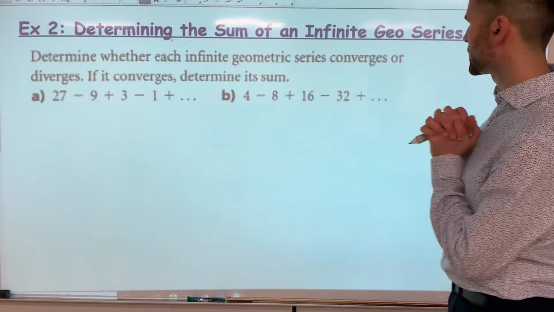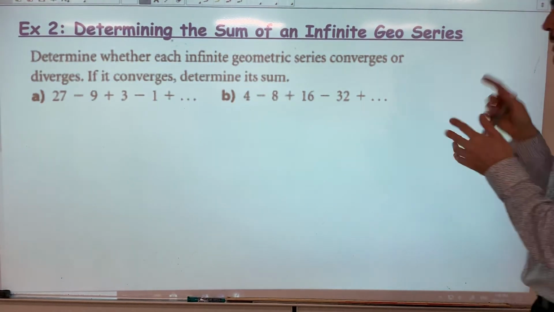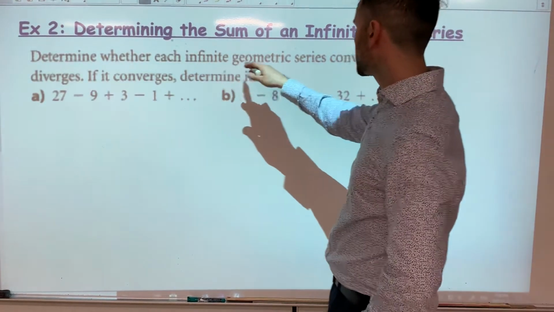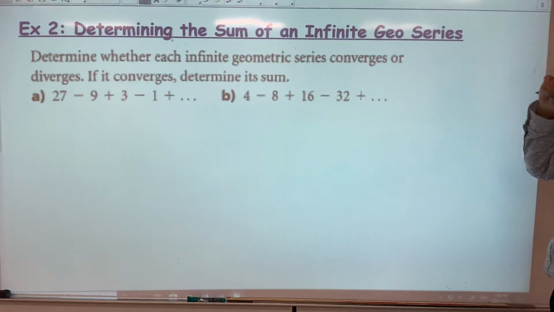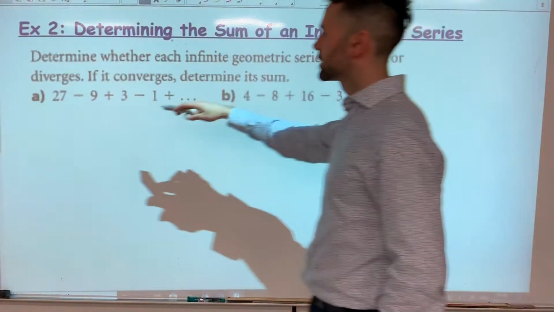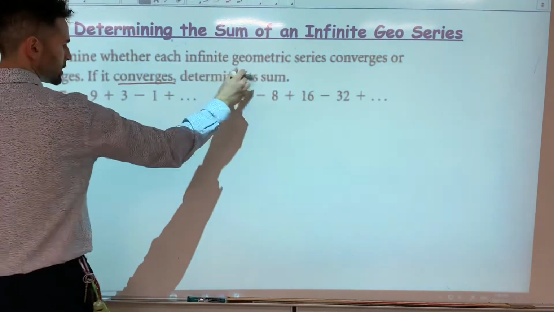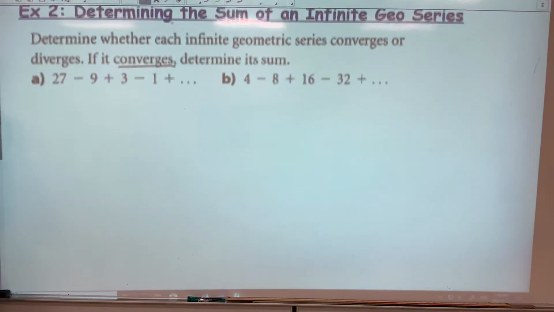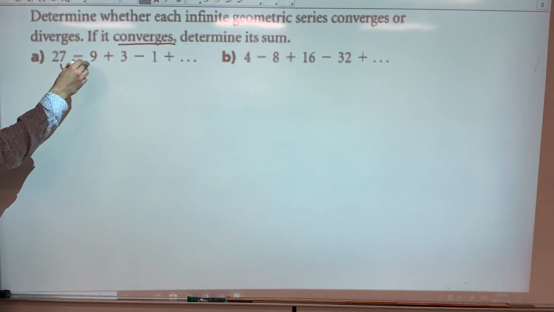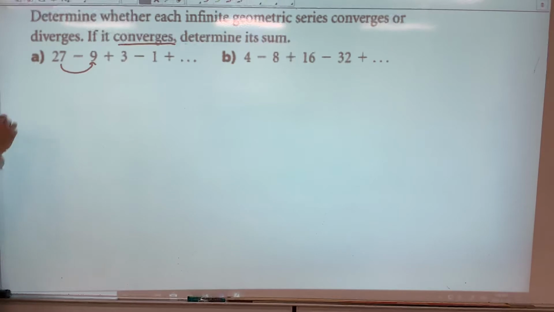So, determining the sum of an infinite geometric series. There's two questions here. It says determine whether each infinite geometric series converges or diverges. Okay, so that's the first thing. And if it converges, determine the sum. So let's take a look at this one. What do we need to multiply by to get there?